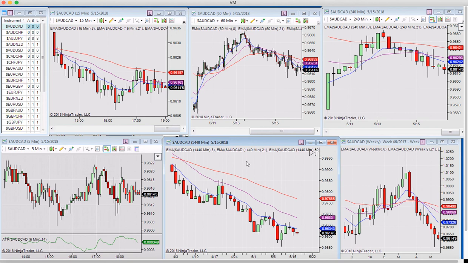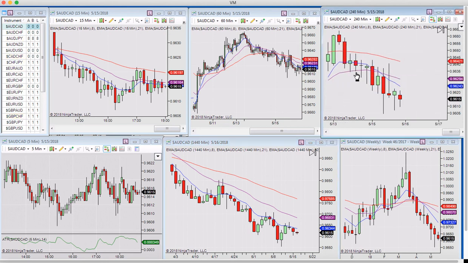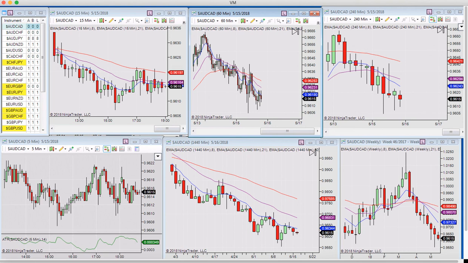Is it ideal? This is not perfect. We have a sign that the mean reversion is over. We have a small gap down. It looks okay, but short of being perfect. AUD CAD I would definitely put on my watch list today. So I'm going to bring up my watch list and put AUD CAD on.